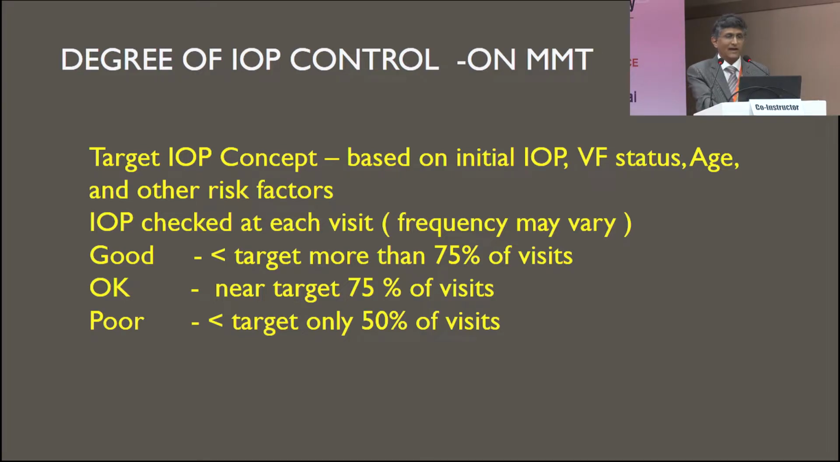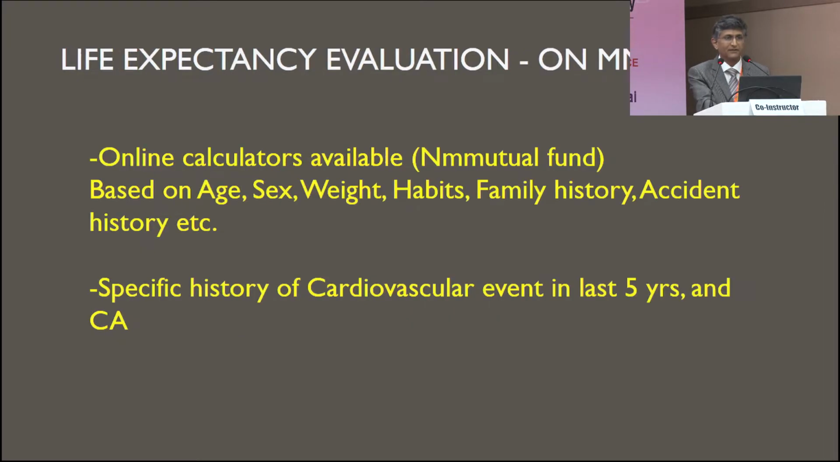The patients who are maintaining pressures at or less than target for more than 75% of your visits are good. Now you are going to do many visits, you are going to check pressure at each visit, and you are going to see whether it is in your target range. The others are the okay, those where the pressure is at target only 60 to 75% of the time and is above target the other times. And those whose pressures are not even near the target levels for 50% of visits are poor control or poor IOP control patients.